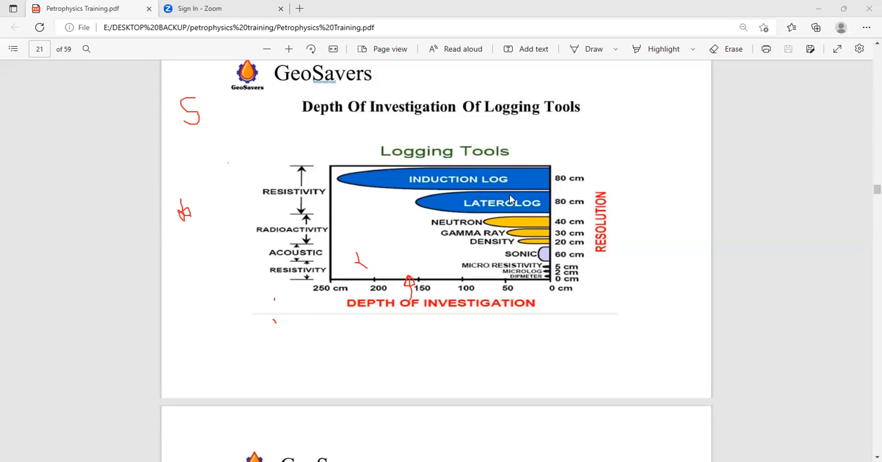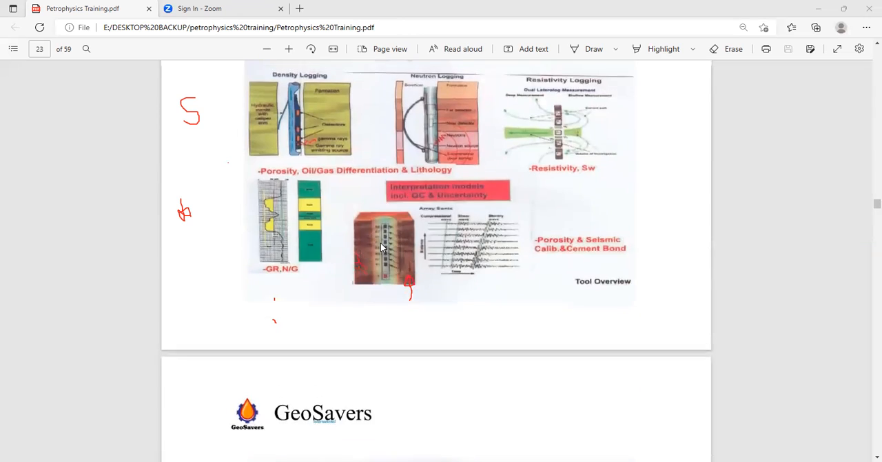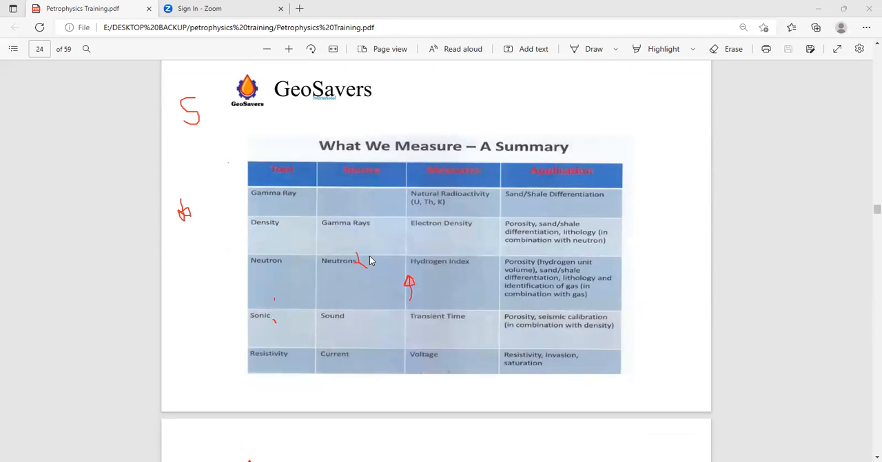Induction log also is a type of resistivity log, but it is mostly done in a cased hole. It's done in a cased hole because of the process of generating electromagnetic waves. It generates waves, and these waves travel into the formation. Then the waves that are generated create electric current within the formation. So there's a whole lot of process that takes place during the induction process. All right. So this is where the key is.